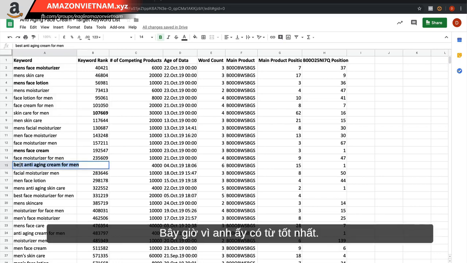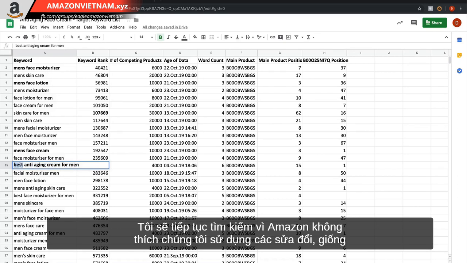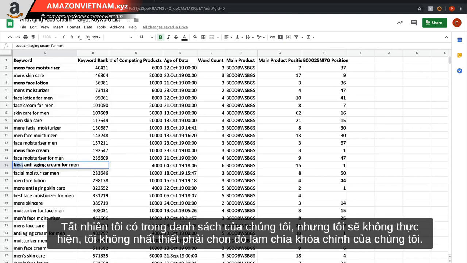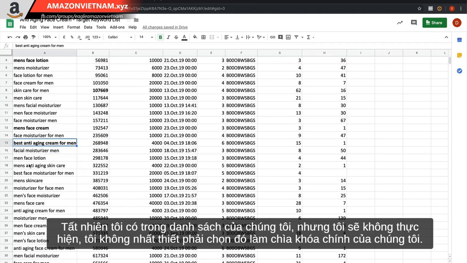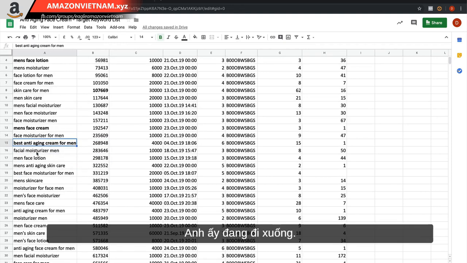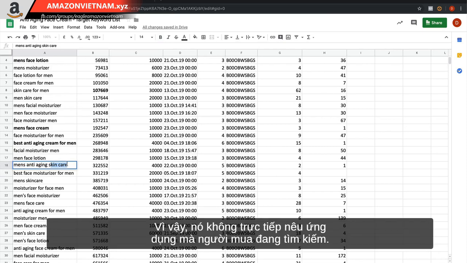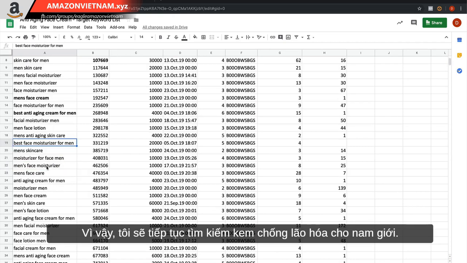Now, because it has the word best, I'm going to keep looking because Amazon doesn't like us using modifiers like best as a way of standing out or differentiating our products. We can and will use those words, of course, in our listing, but I wouldn't necessarily choose that as our main keyword. So coming down, anti-aging skincare, but as we've already talked about, skincare doesn't directly state a lotion, cream, or moisturizer, so it doesn't directly state the application that the buyer is looking for. So I'm going to carry on looking.